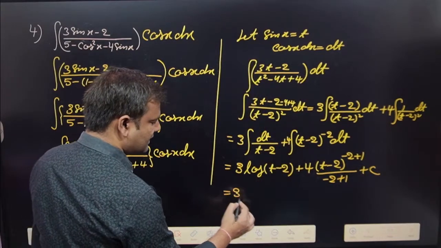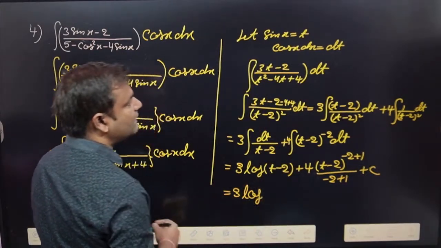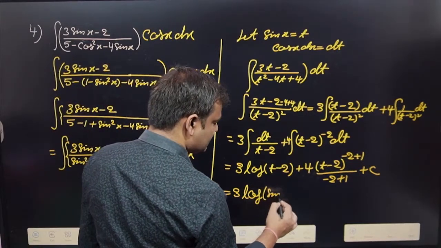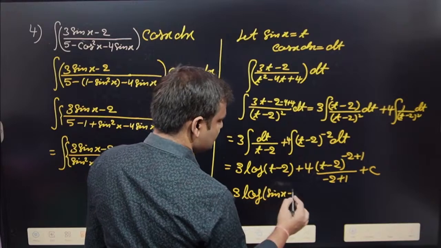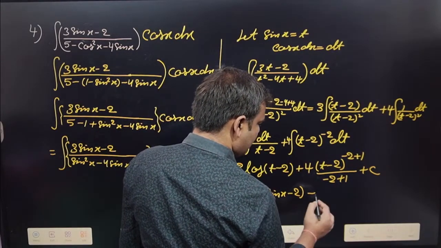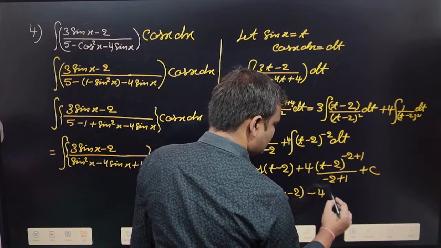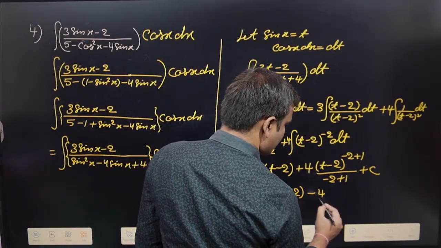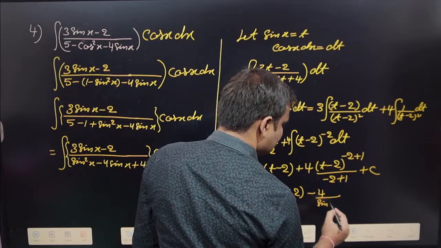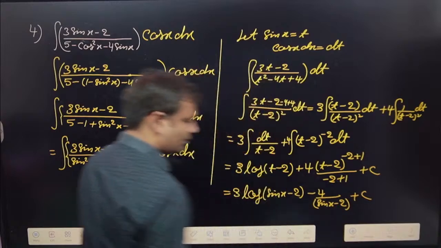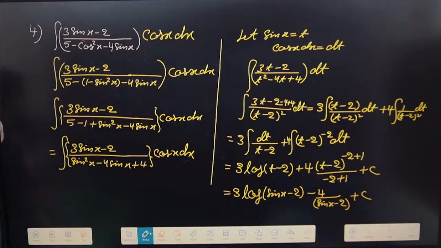So that is 3 times log of t, basically sin x. So this is written as sin x minus 2, and that one is written minus 4 into t, basically 4 upon sin x minus 2, plus c. Okay, that is the right answer. Make it.